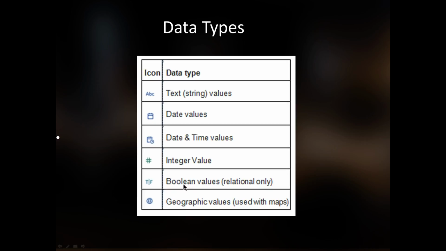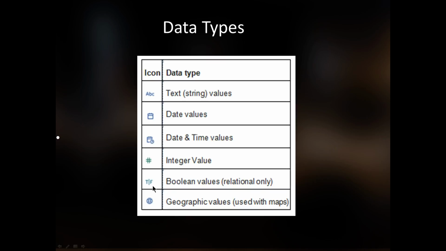After that, we have Boolean values. Now, Boolean values are true false statements. And you can use those within your dashboard for various reasons, and we've actually inserted a handful of Boolean values in our dashboards, and that'll be represented with this true false kind of icon.